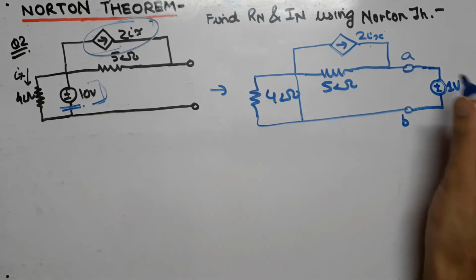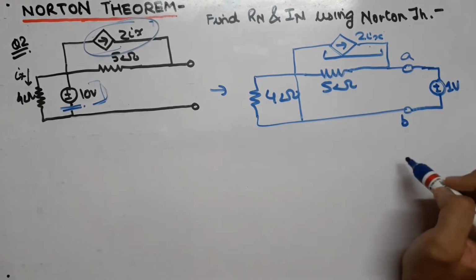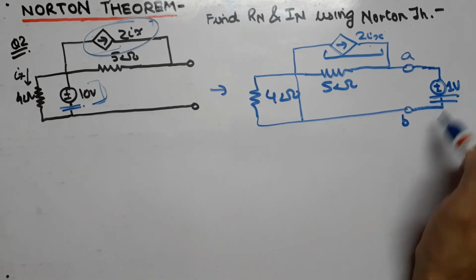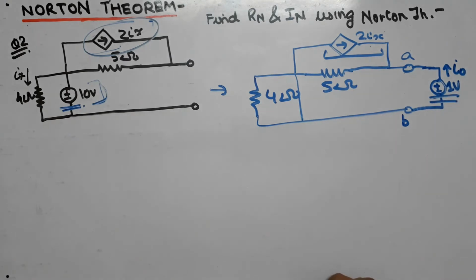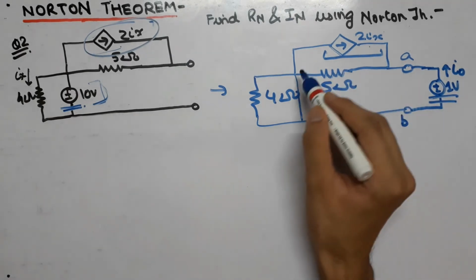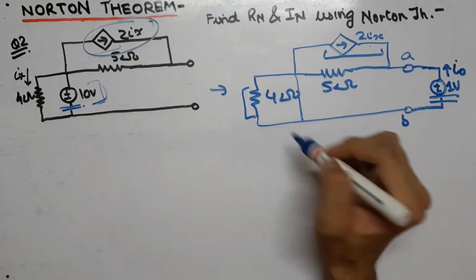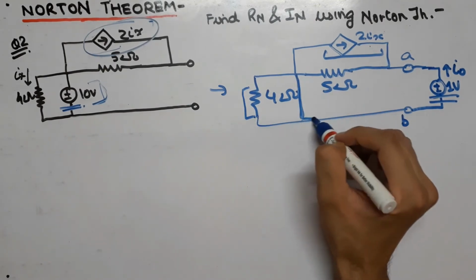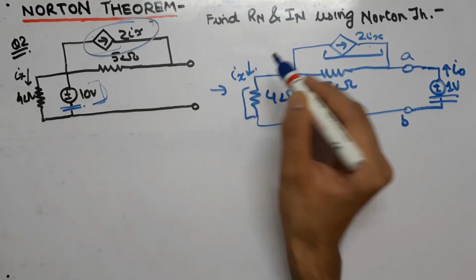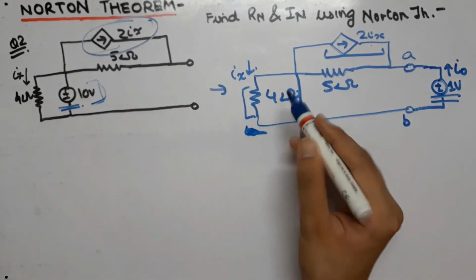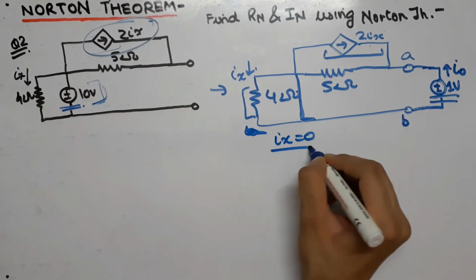Now we have done this because we have one dependent source over here. So we will assume this in order to find Rn or RTH, and we will also assume a current that is flowing over here, that is suppose I0. Now we can see that no current will flow through the 4 ohm resistor because we have short circuited the circuit over here. That is, we can see that Ix is flowing over here. So if no current flows in this branch, it means that Ix is equal to 0.